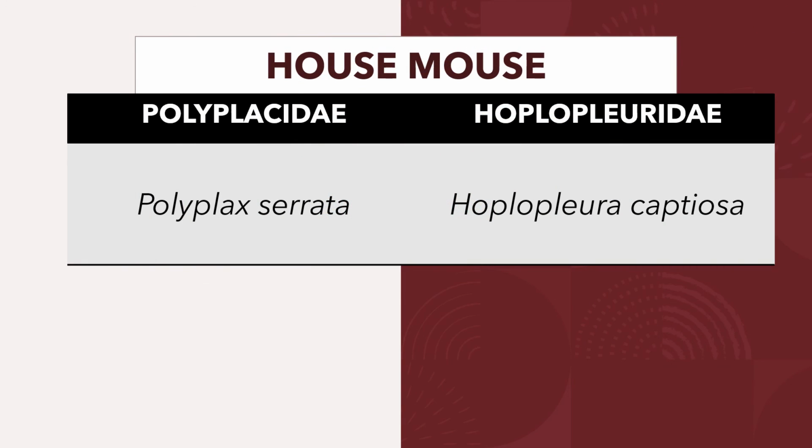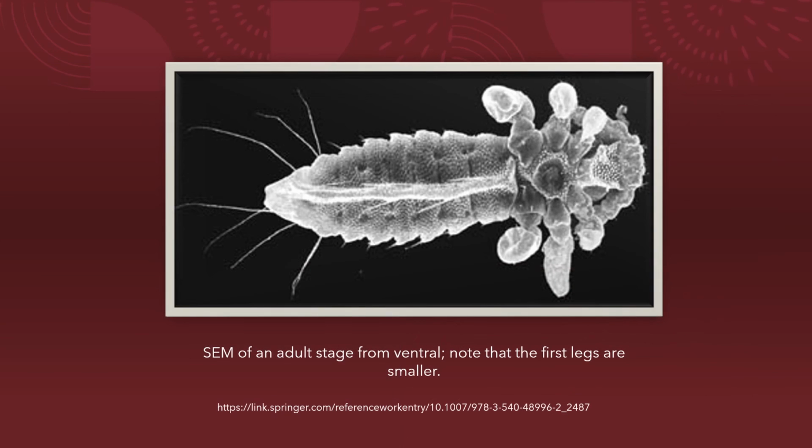The house mouse is infested by the sucking lice of the Polyplacidae family and the Hoplopleuridae family. For the Polyplacidae family, we have the Polyplax serrata, and for the Hoplopleuridae family, we have the Hoplopleura captiosa. This diagram represents the SEM of the Polyplax serrata adult.